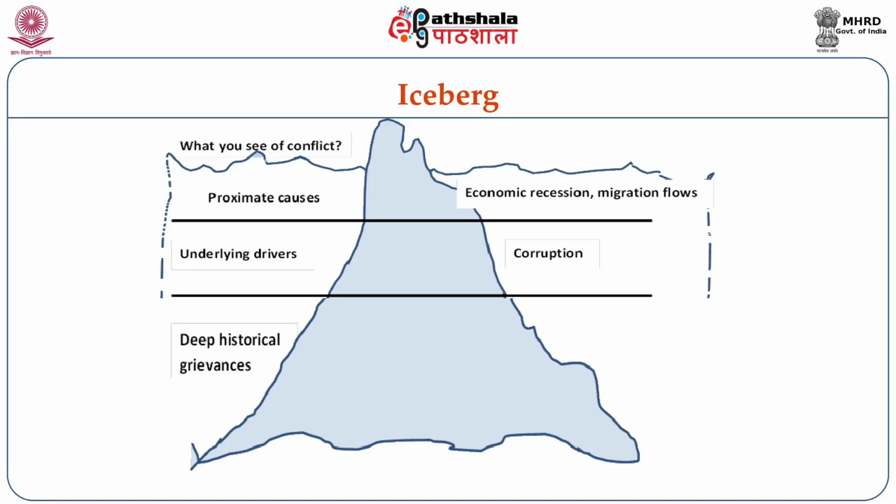And those are, when you go further down, like in the case of caste atrocities, you will find that there are deep historical grievances which exist in the society. What are those deep historical grievances? It could be denying their rightful share of development. It could be denying their dignity.